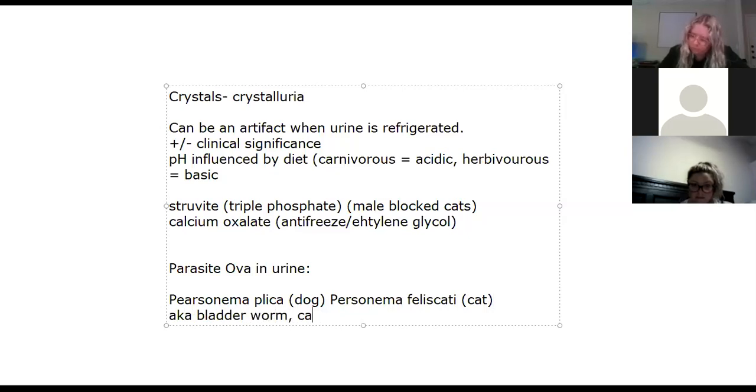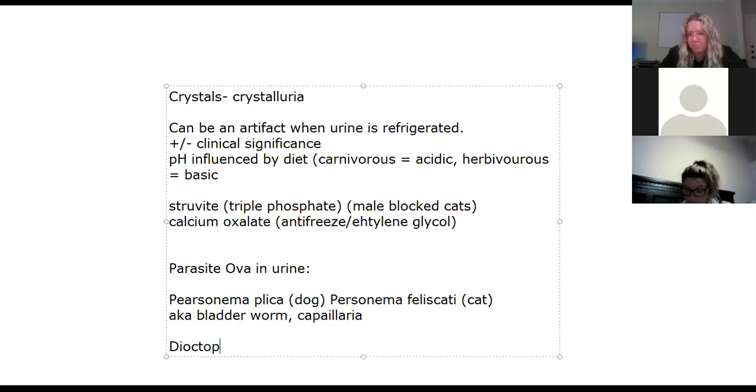Also Capillaria. Our other one that we are concerned about finding in the urine, usually we find the ova in the urine, is Dioctophyma renale. And that's going to be in the dogs. This is going to be the giant, AKA giant kidney worm.